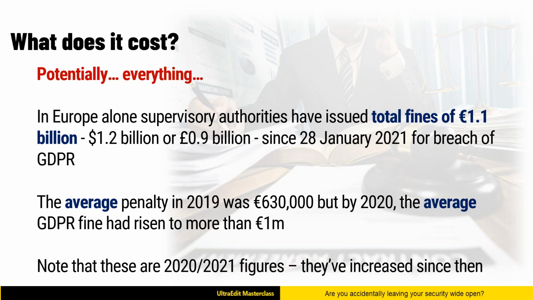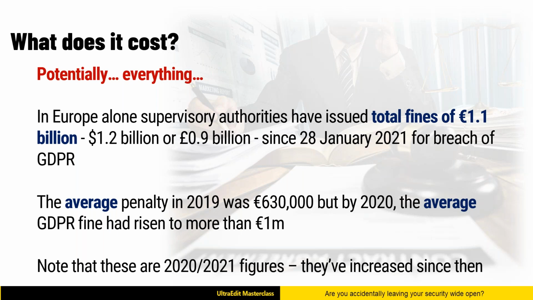The average penalty in 2019, and that again is the latest figures we've got, was 630,000 euros. And by 2020, the average GDPR fine, which is the data protection law for Europe, had risen to more than $1 million. Now, it used to be back in the day that if you breached the data handling and protection rules introduced by the EU, the fine was modest, shall we say. You could be looking at 10,000, which is painful for most people, especially if you're a small business. But that has risen now to nearly €1 million.